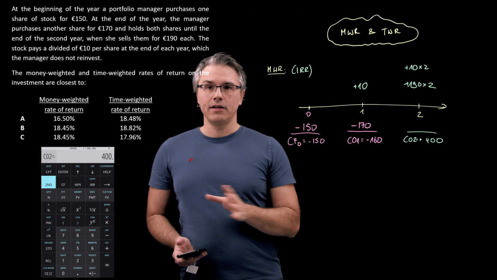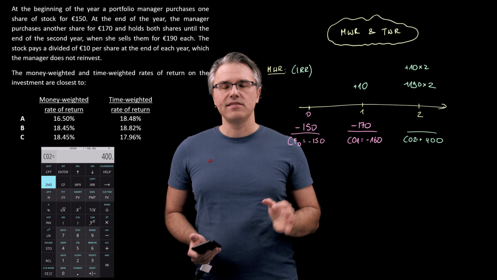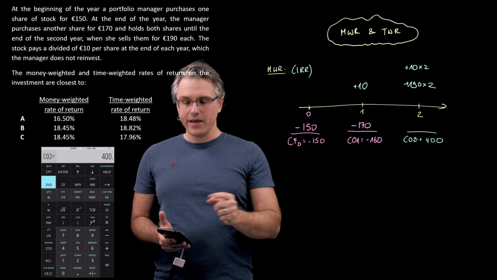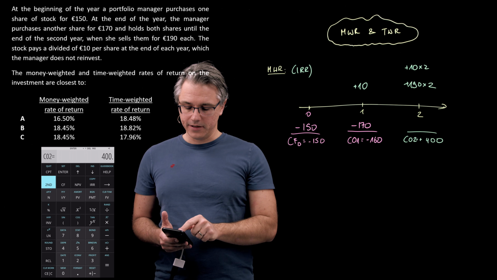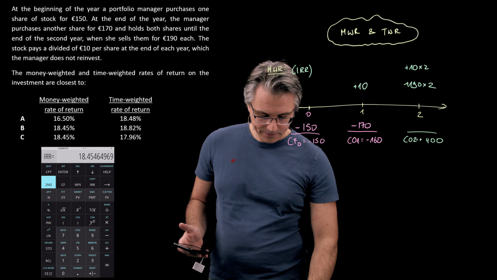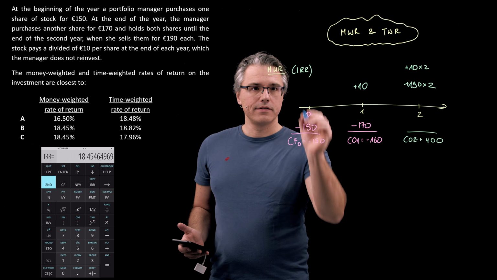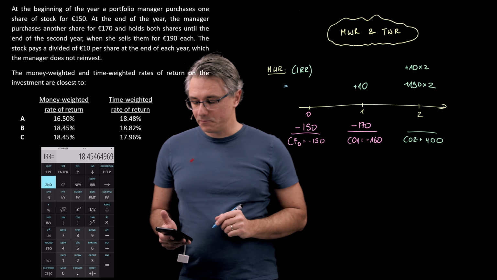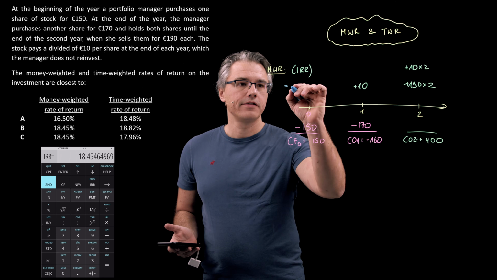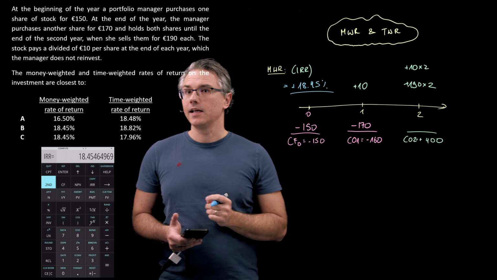Now, don't bother computing NPV. We don't have a discount rate, and this is not what the question is about. It's about computing the IRR. So head straight to the IRR function, press compute, and as you can see, it's telling me that the relevant rate of return is 18.45, and that's the money-weighted rate of return. As simple as that.